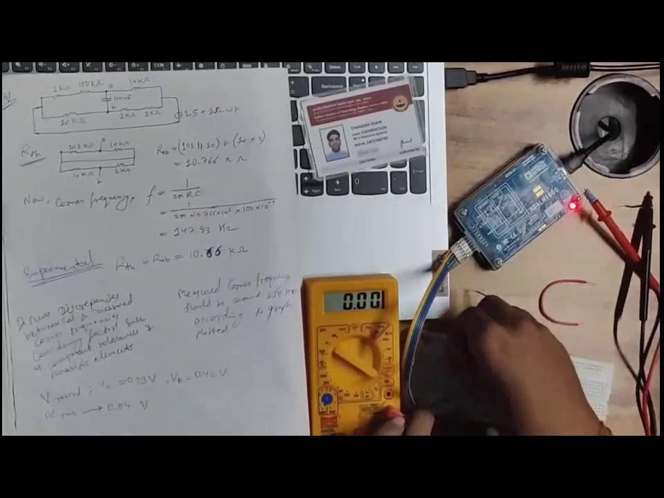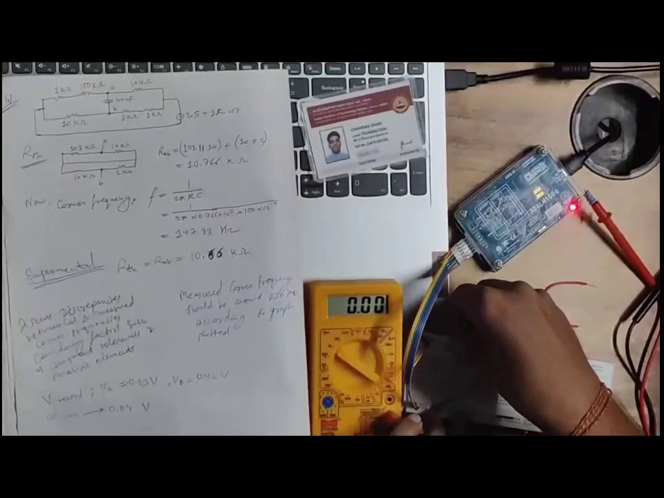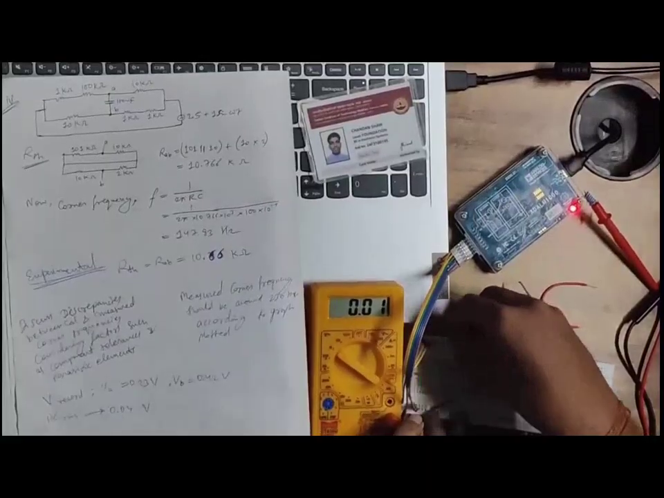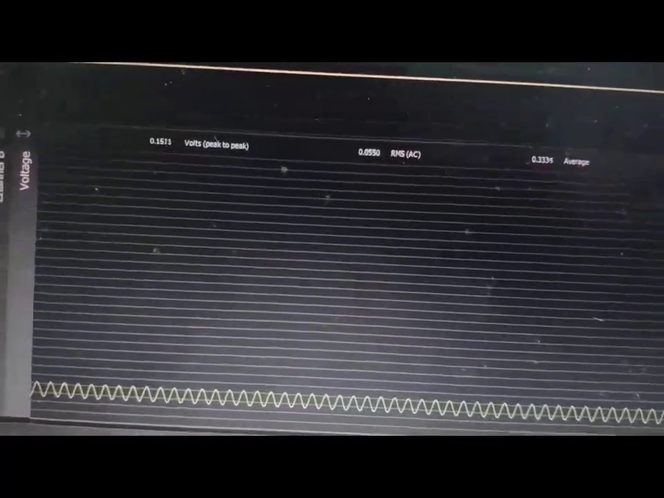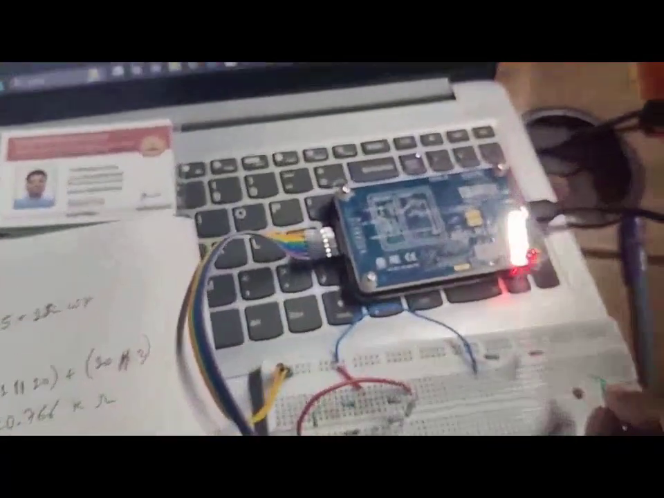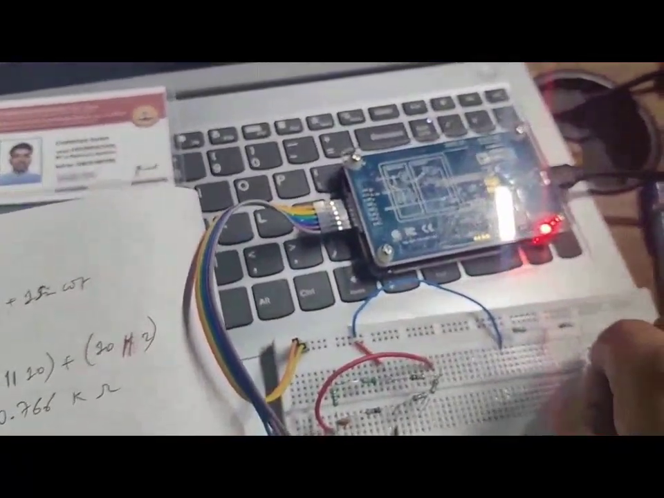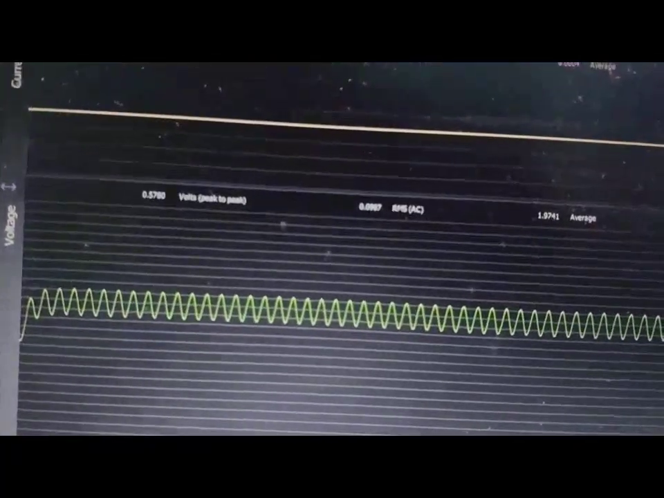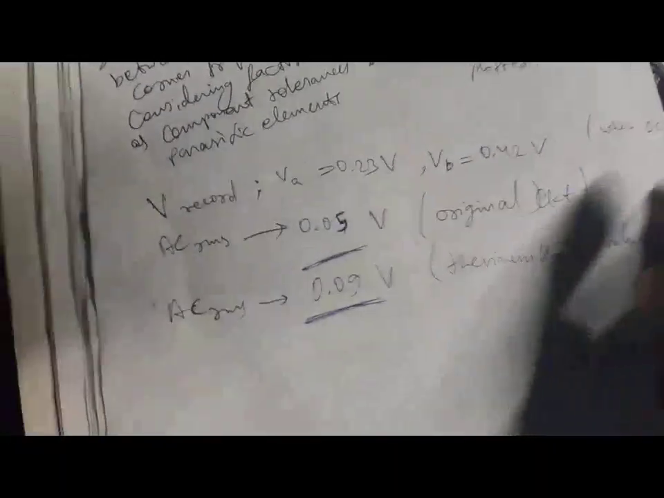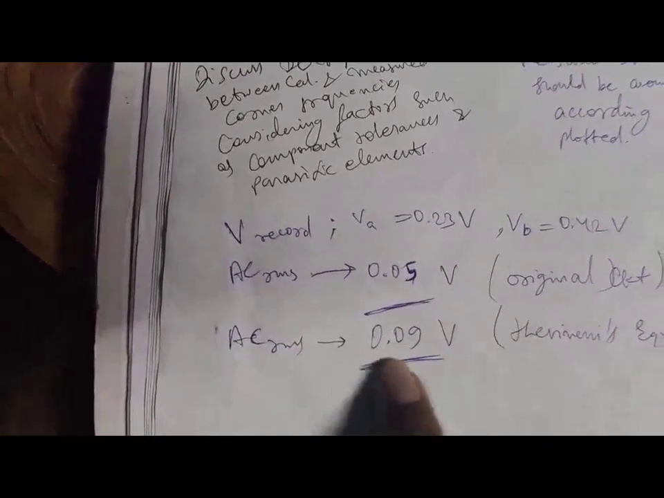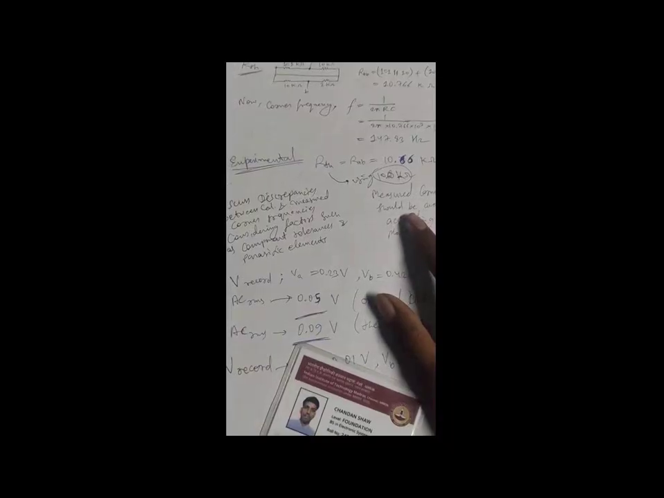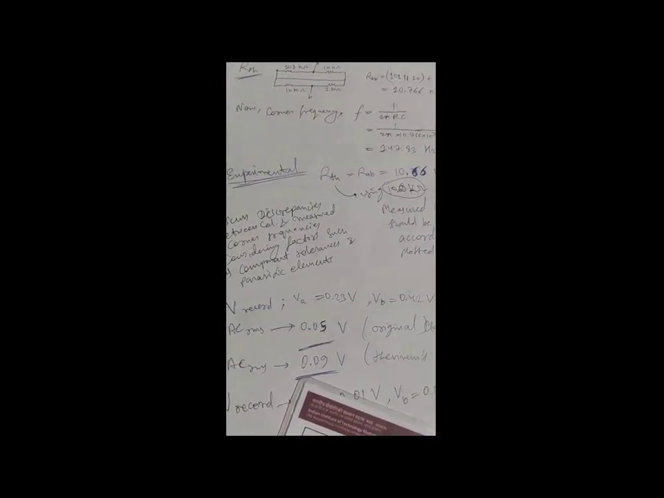Now for the AC RMS measurement, we have to connect to channel A, and we supply 2.5 plus 1 sin omega t, and the RMS value is 0.05. Now we are going to the Thevenin equivalent circuit RMS value. Now 0.09. Now 0.05 is the original circuit AC RMS, and 0.09 is the Thevenin equivalent circuit AC RMS. Now a discrepancy between calculated and measured values can happen because of tolerances and other component behaviors.